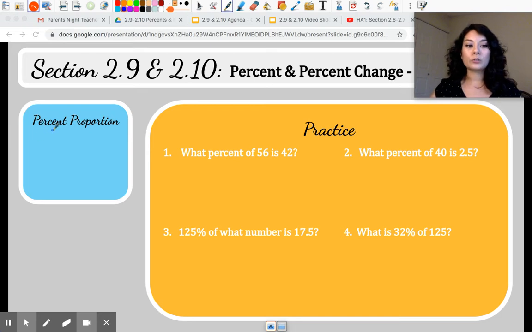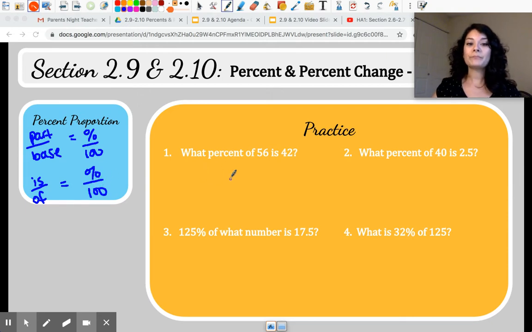The percent proportion is as follows: part divided by base equals some percent out of 100. Or if we're using those key terms that I just mentioned, it would be is divided by of equals some percent out of 100. So let's take a look at the first example, and I am going to use my calculator to help me get these answers.